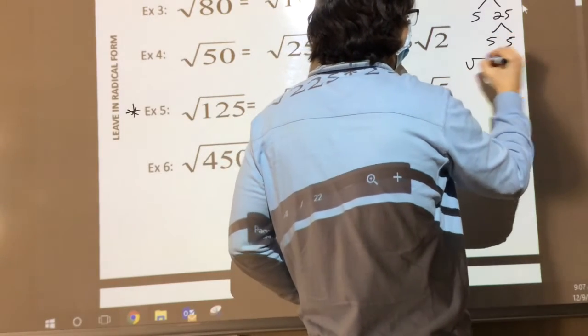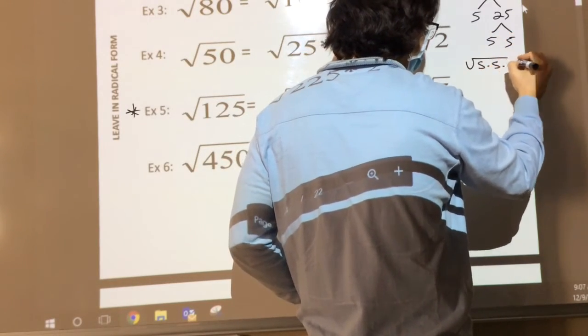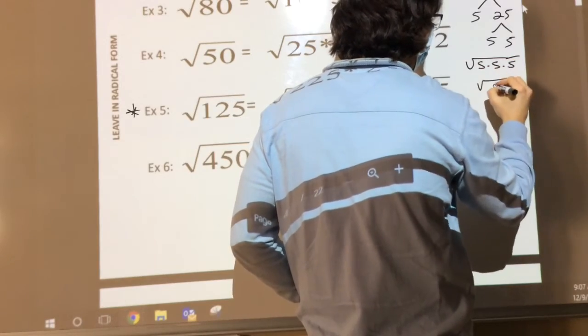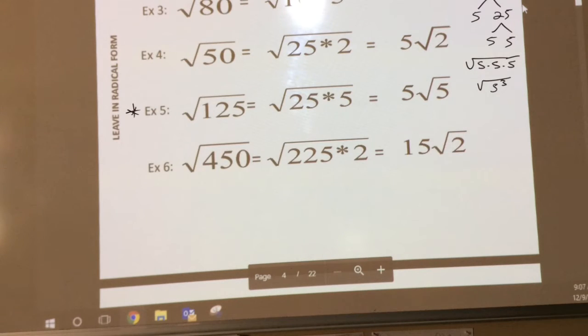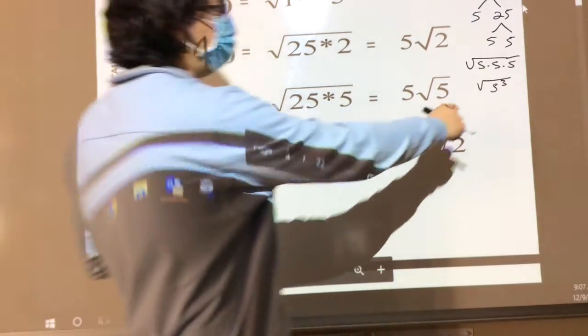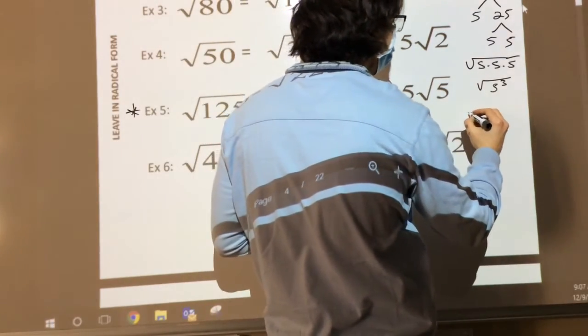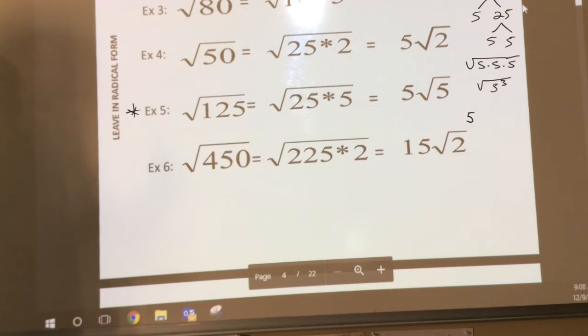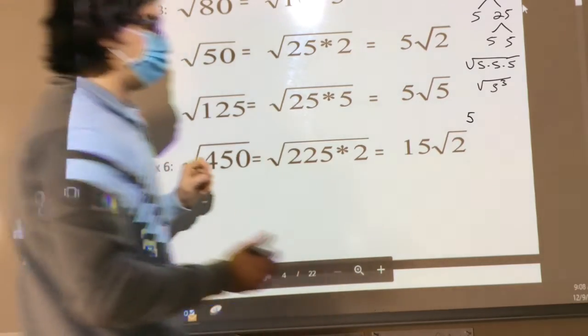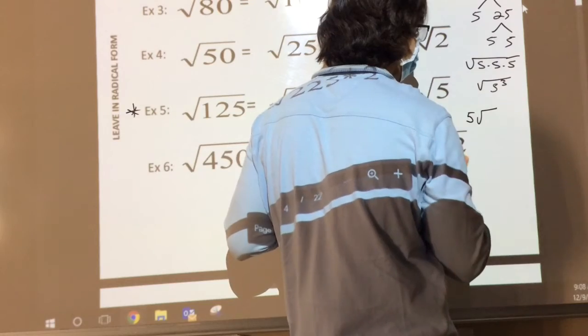So what I have is 5 times 5 times 5, or 5 to the 3rd. Okay, how many 5s do I have to remove from the inside to the outside? Stone? 2. And so if I take 2 of these 5s and put them on the outside, that only becomes one 5. Two from the inside become 1 on the outside. How many 5s are left? 1. That's your answer.